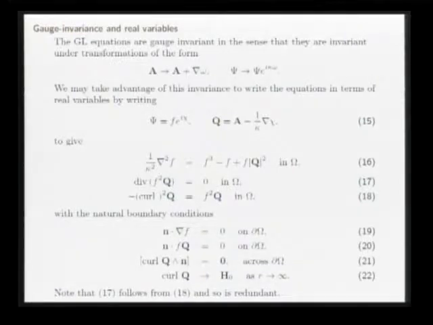And the boundary conditions also tidy up a little bit in this case. You have a Neumann boundary condition on F. You have no normal component of Q. And then again, you have continuity of the curl of the tangential component of the magnetic field, and Q goes to H naught at infinity. So sometimes it's useful to use this real version of the equations. And I'll come back to this quite a lot, actually, tomorrow and Friday.